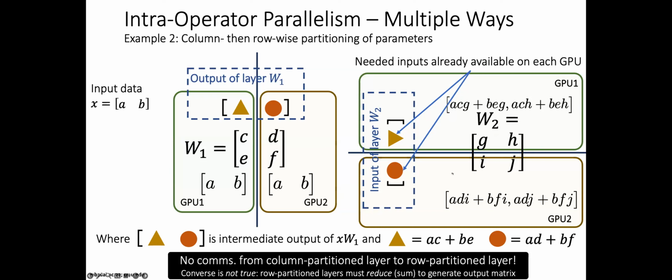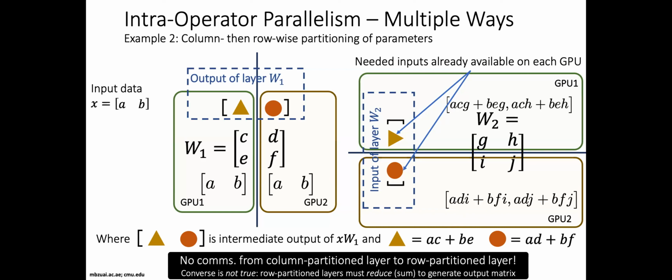Similarly, GPU2 on the bottom half is going to take the red circle. It's going to multiply it with I and J, the bottom rows of W2, and it's going to get this full length vector. And then they have to add up these vectors together. So this ACG plus BG gets added to ADI plus BFI, and then the other part, same thing happens. And that's how it creates the hidden output of the second layer.